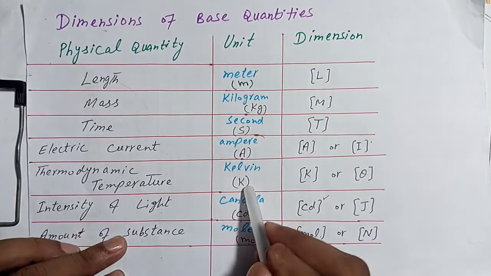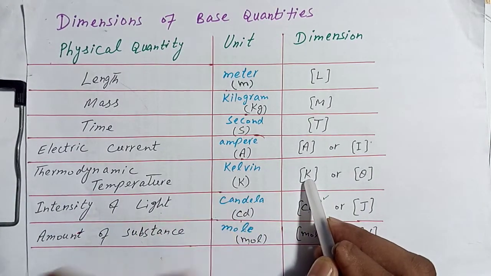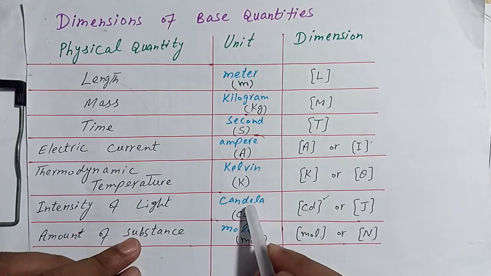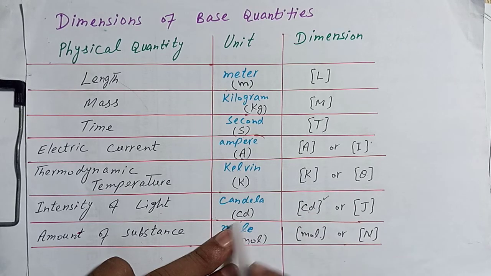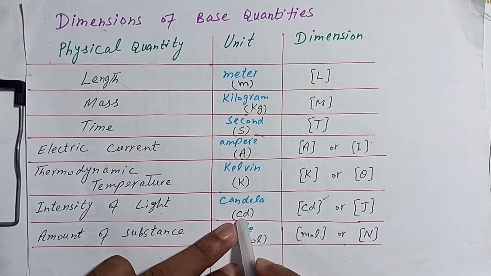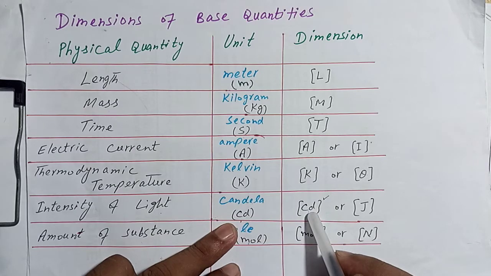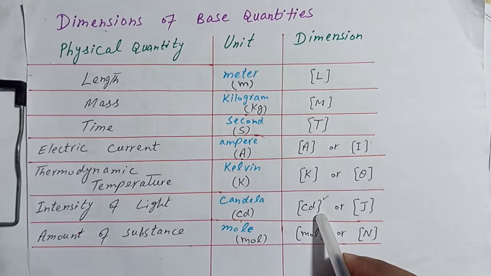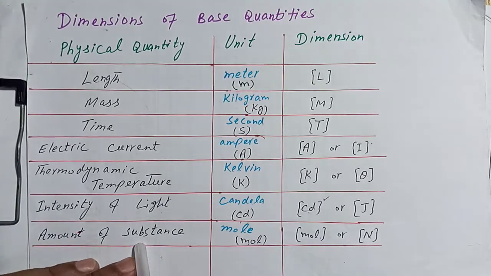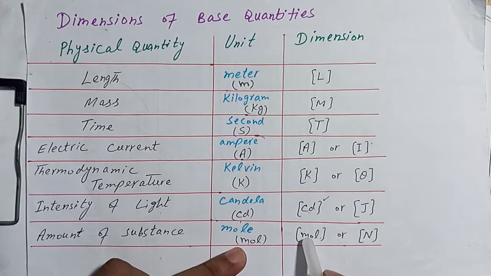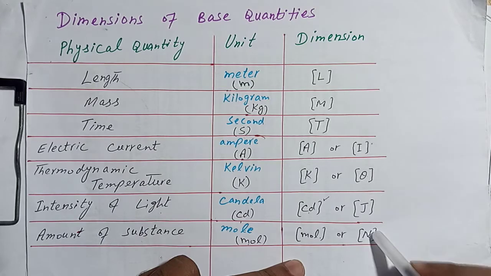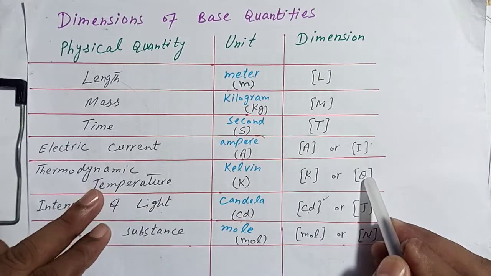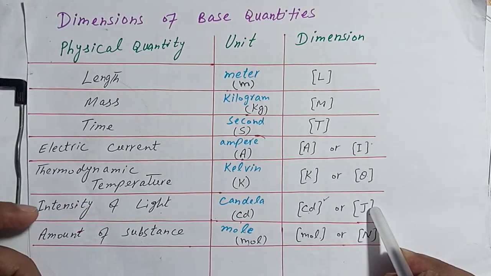Thermodynamic temperature is measured in Kelvin and its dimension is capital K. Intensity of light is measured in candela and its dimension is CD. It's the symbol of its SI unit, and the symbol of its unit and dimension is the same. Similarly, the amount of substance is measured in mole and its dimension is also denoted as mole written within square bracket.